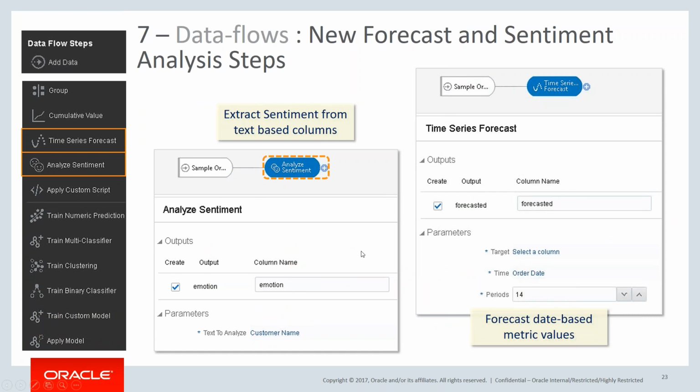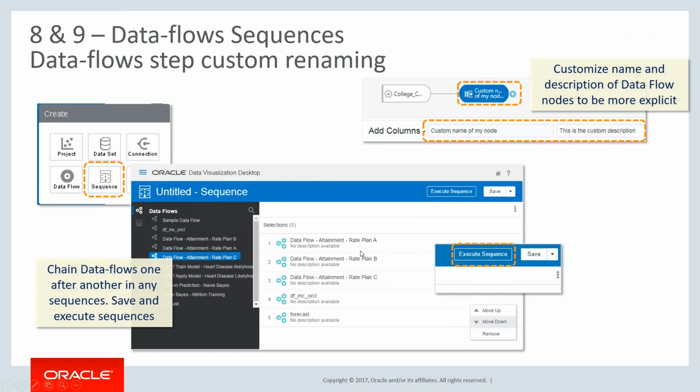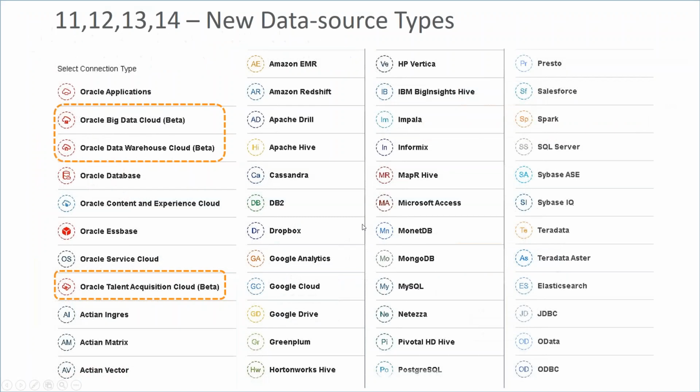These are new types of data flow steps you can look at as well to do forecasting and look at sentiment analysis. There's the ability to rename any of these data flows, just as you would expect, and then you execute a sequence of these data flows. You can bundle them into sequences that you run and chain those back and forth.